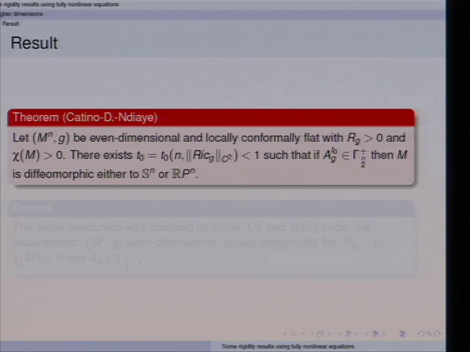So the answer is yes. So you take an even dimensional manifold, still locally conformally flat, with positive scalar curvature, and you assume that the Euler-Poincaré characteristic is positive. So Euler-Poincaré characteristic positive, in view of Jeff's result, means that the integral of sigma n over 2 is positive. So under this assumption, you can find T naught, which is strictly less than 1.